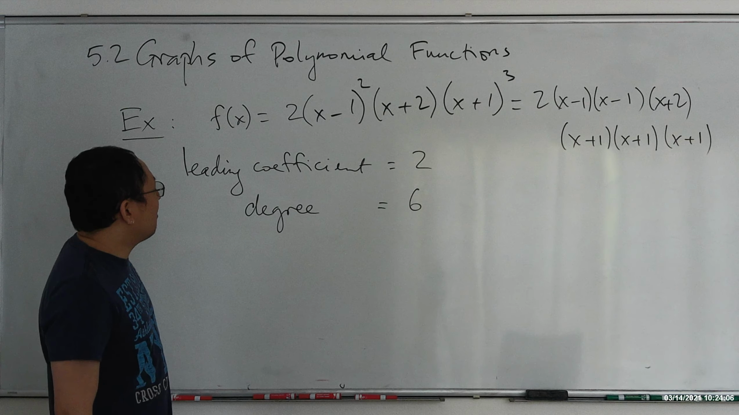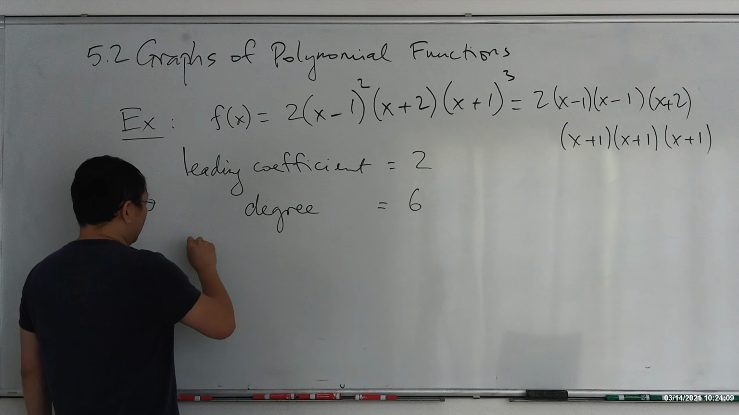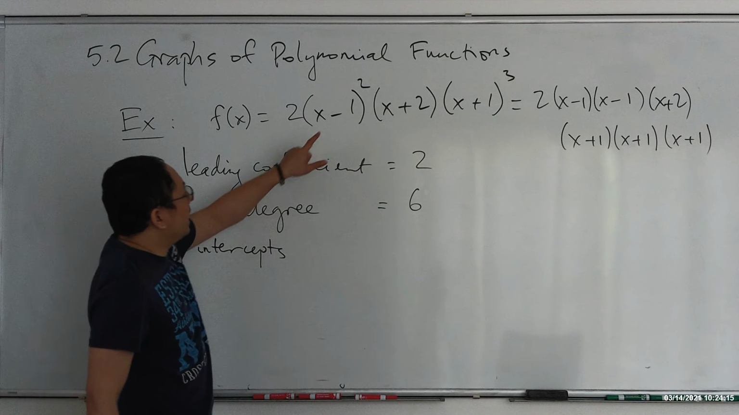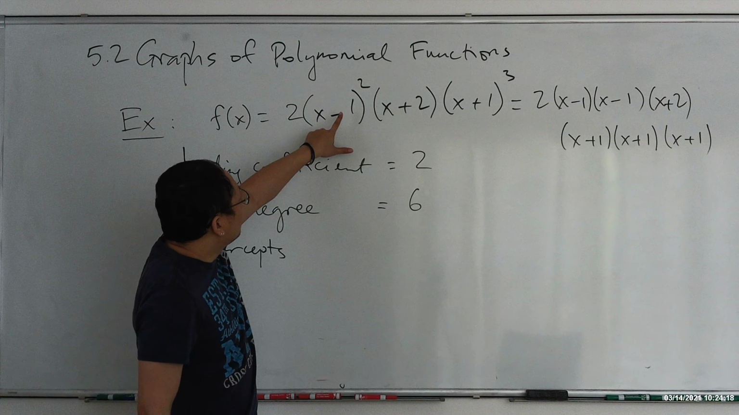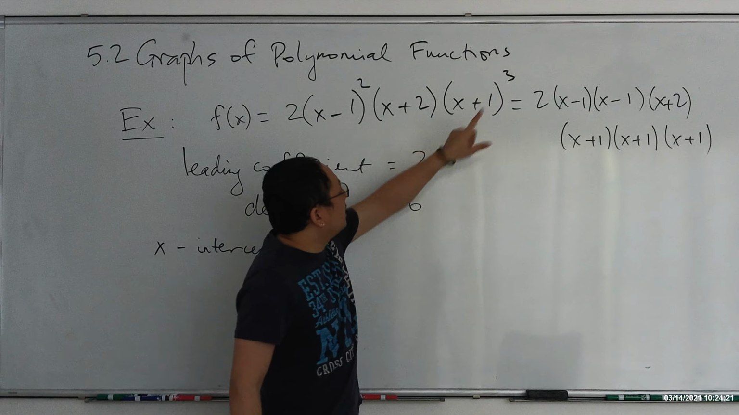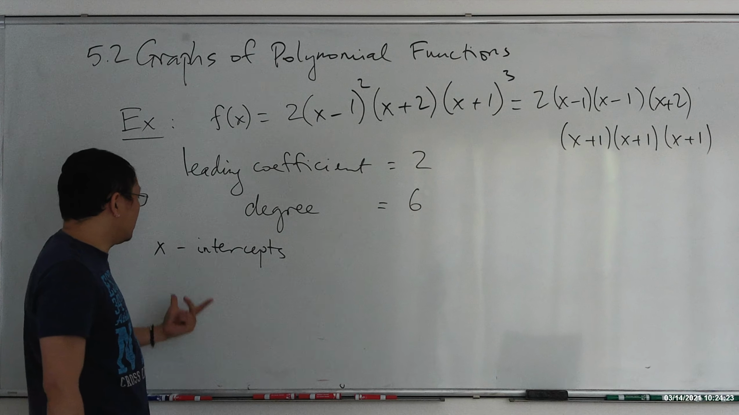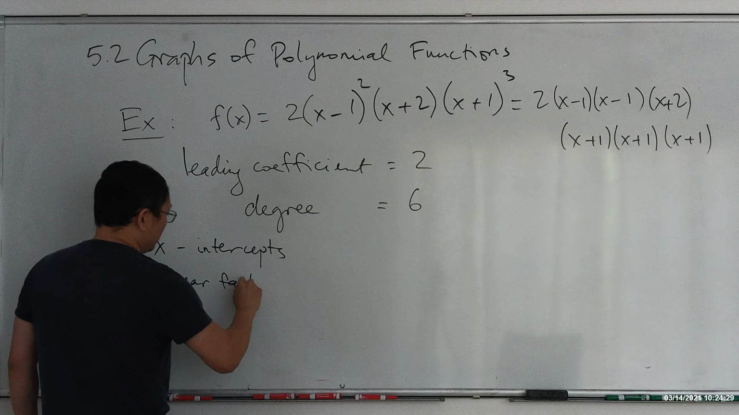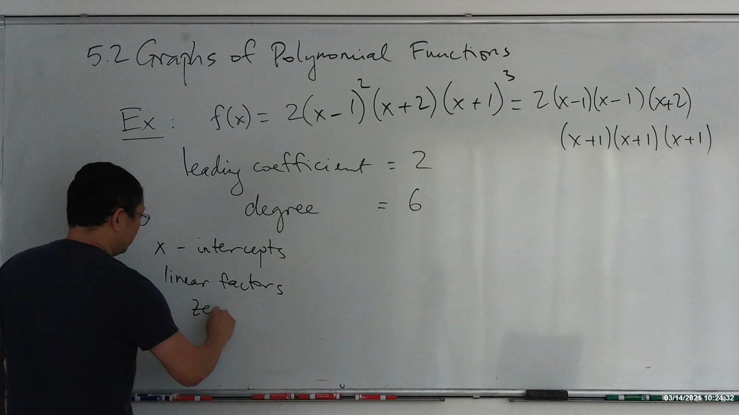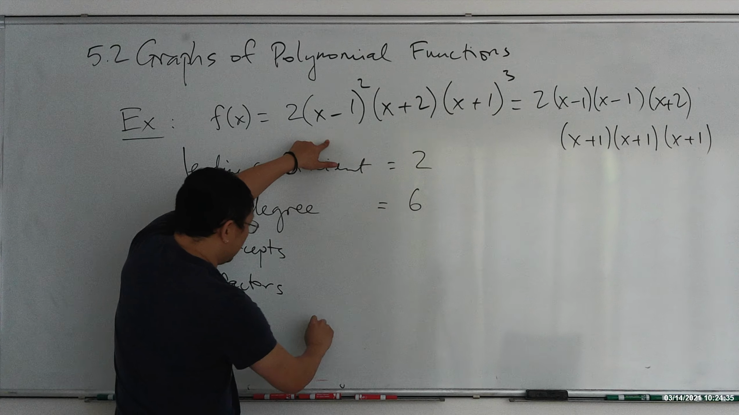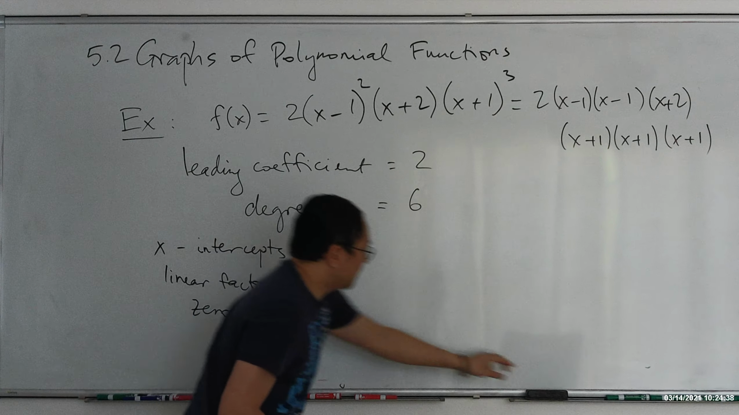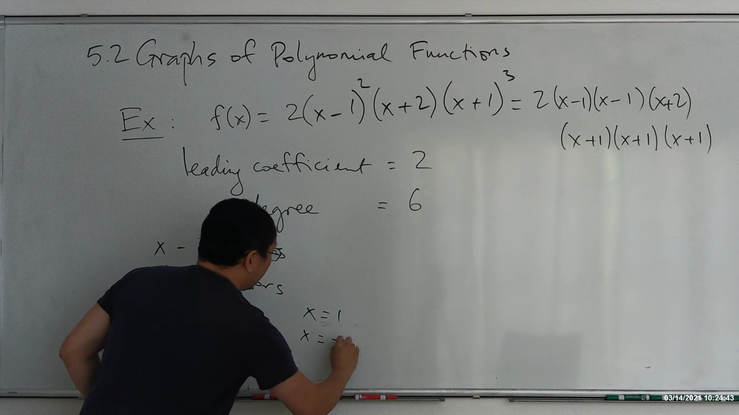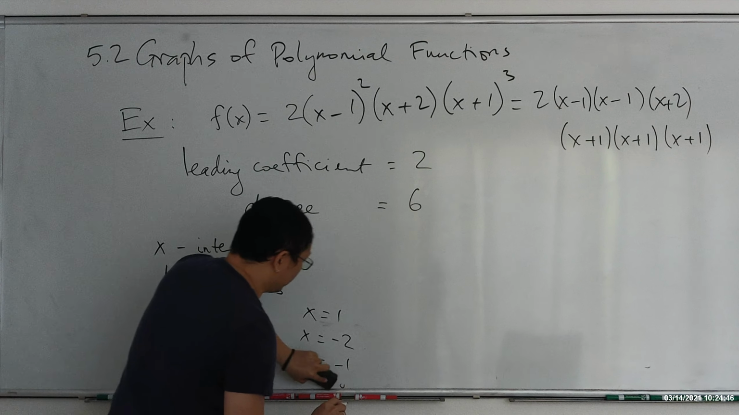Alright, and now, what about the intercepts? We talk about the x-intercepts now. You have 3 x-intercepts: 1, -2, and -1, right? And remember, we talk about 3 things at the same time: the x-intercepts, the linear factors, and the zeros. We have zeros: x equal to 1, x equal to -2, and x equal to -1.